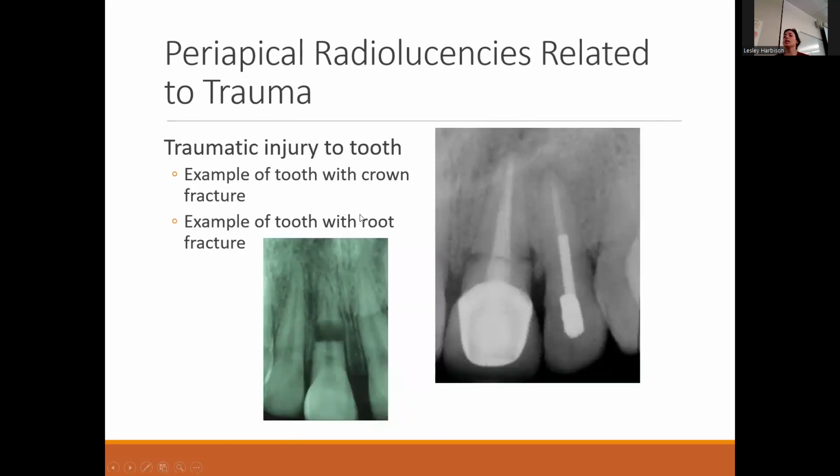Periapical radiolucency is related to trauma. So here we have fractured roots. Example of the tooth with the crown fracture, example of the tooth with a root fracture. I don't know where the crown fracture is. They both look like root fractures to me.